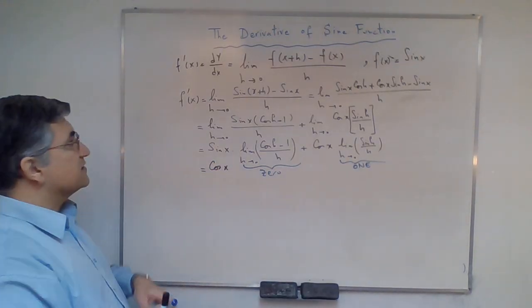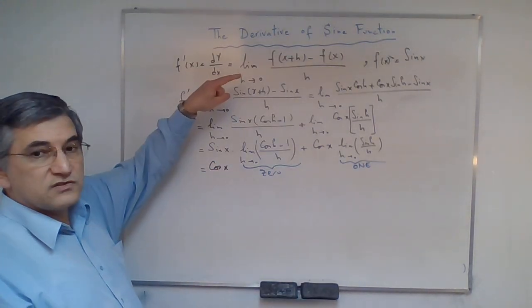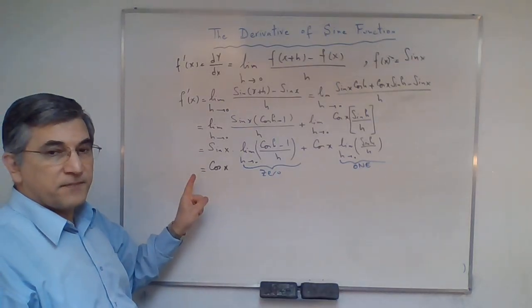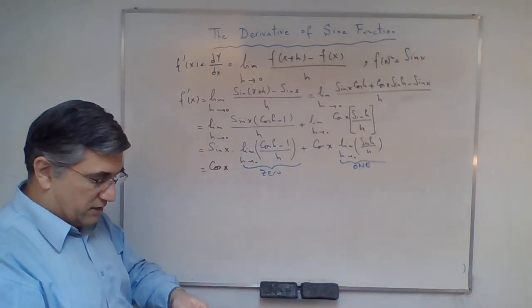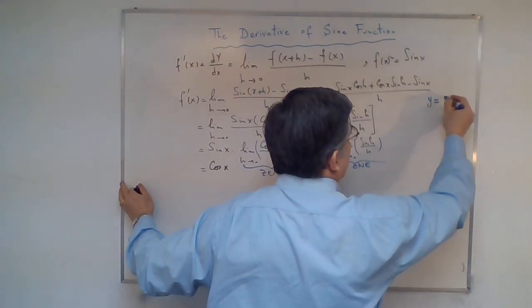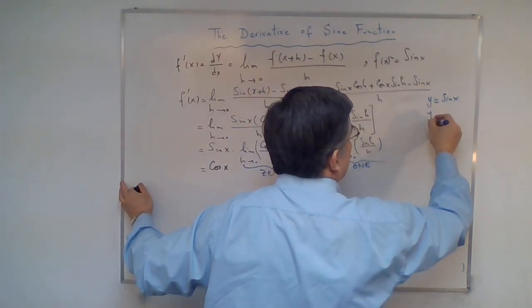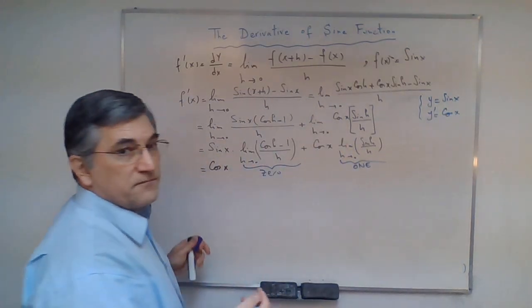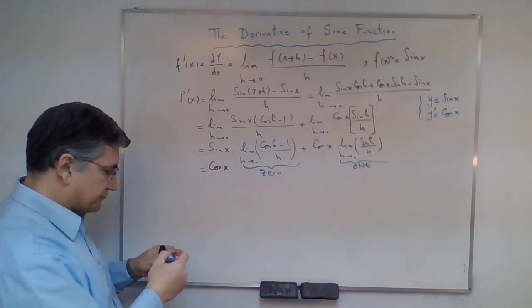So if somebody says, what is the derivative of the sine function, sine x? The answer is right here. It's cos x. The derivative of sine is cosine. So I'm going to write this at some corner. I'm going to say y equals sine x, the derivative is cosine of x. This is something that is important. I have to remember that.